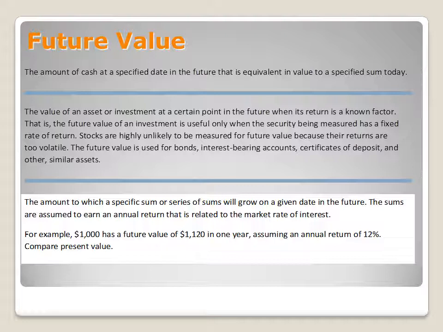Now I want you to see at the bottom that for the example, $1,000 has a value of $1,120 in 1 year, assuming an annual return of 12%. That's a future value. Where did I get that future value from? Well, I looked in my appendix, appendix 1, like we did our present value, but instead of looking at appendix A2, we're looking at A1, page 506. That's your future value of $1 interest rate chart.